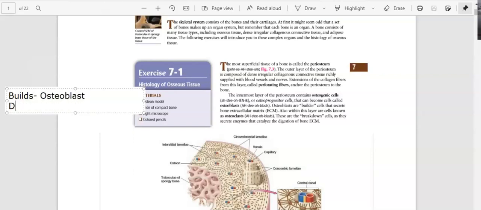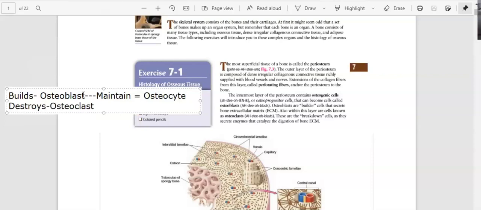The cell that destroys the bone: we have cells that are going to destroy or remove bone. Those are going to be the osteoclasts. And then we're going to have a cell that is going to maintain the bone. That's going to be the osteocyte. Why am I putting this maintain next to the osteoblast? Because the osteoblast will turn into the osteocyte in order to maintain the bone.